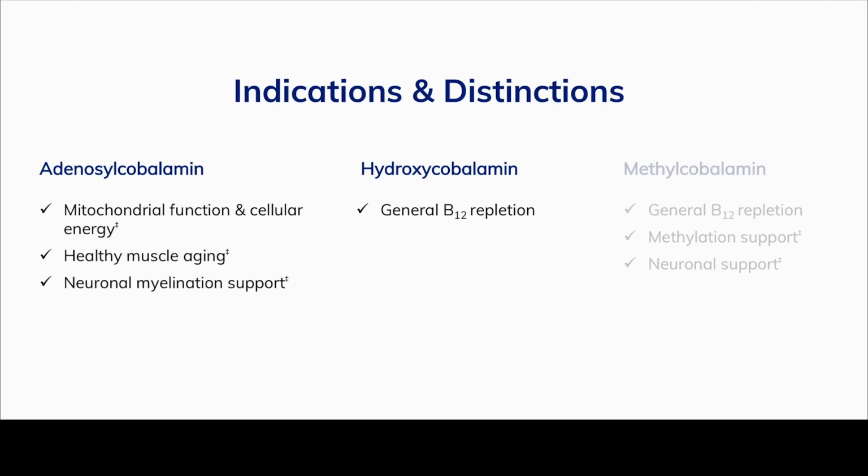Hydroxycobalamin is great as an overall approach for repleting B12 because it's a precursor of both of the active forms. So it will become both adenosylcobalamin and methyl B12. And then methylcobalamin is also good for general B12 repletion. Methylcobalamin might not be the best isomer for mitochondrial, musculoskeletal, or myelination support based on the new data, but more clinical trial data are still needed to confirm these functional distinctions in clinical settings.